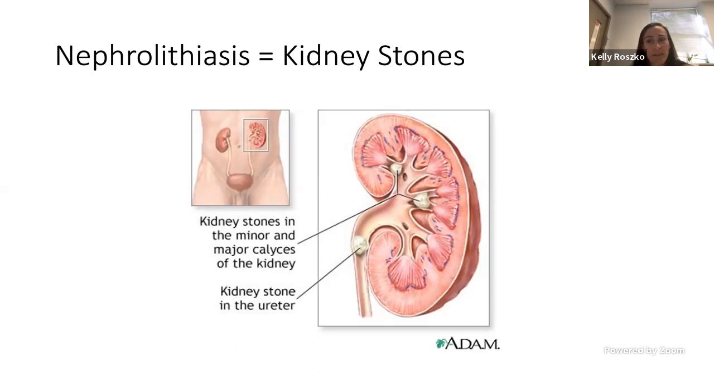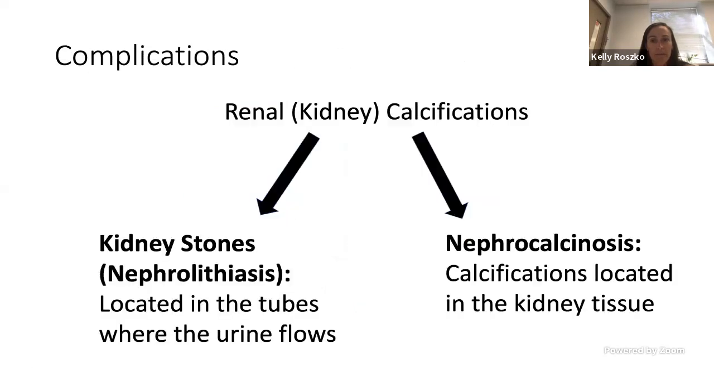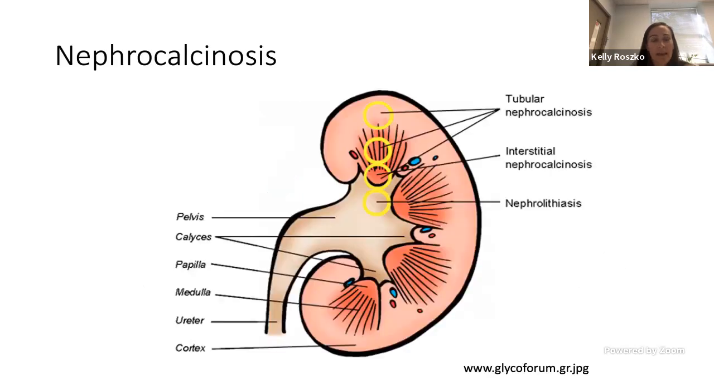This is a diagram of the kidney stones, and you can see that the stones are here in the tubes where the urine is collected, or actually in this ureter, which is the big tube that's going to bring the urine down to the bladder. The second type of kidney calcification is nephrocalcinosis, and this describes the calcification that occurs in the kidney tissue itself. The top 3 circles here show areas where you would find nephrocalcinosis, and the bottom circle is where that urine is collected and would be nephrolithiasis.